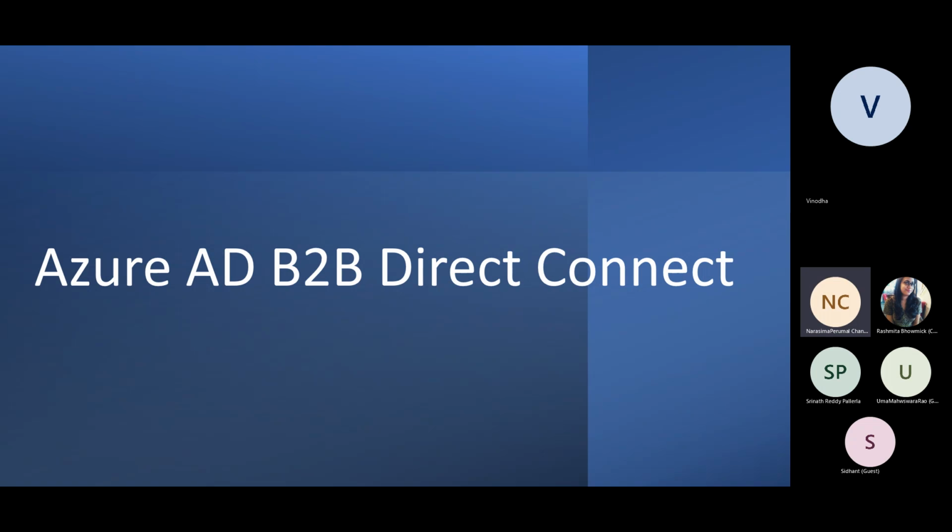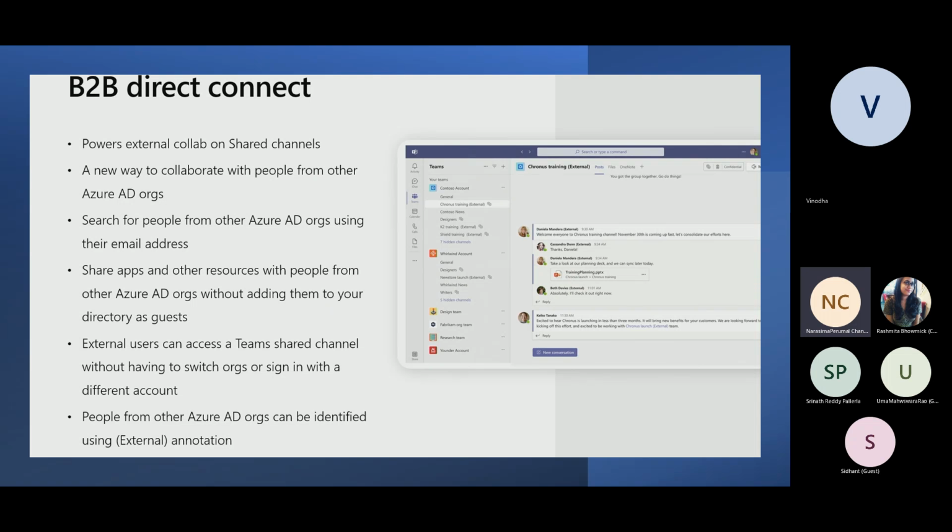So we have seen a quick intro on shared channels, on how it behaves when you are sharing with an individual who is outside your team or an external member. And also we have seen how it helps you when you are sharing the shared channel with a team itself, with the external team itself. So basically, all the external collaboration in shared channels is powered by Azure AD B2B Direct Connect. So we will be seeing about that now.